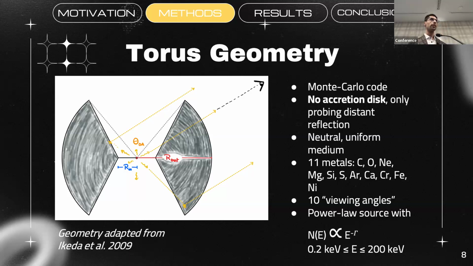I include 11 different species other than hydrogen, and 10 viewing angles, so edge-on, face-on, and in between. And then I have a power-law source, with the number of electrons per energy bin proportional to E to the minus gamma. That gamma is something I can adjust as I please, and it's between 0.2 and 200 keV. Another very important parameter is the opening angle of the torus, so keep that in mind for future plots.